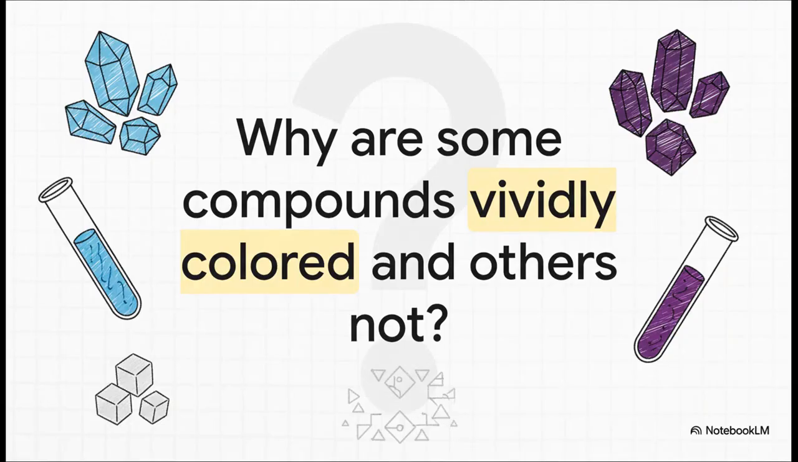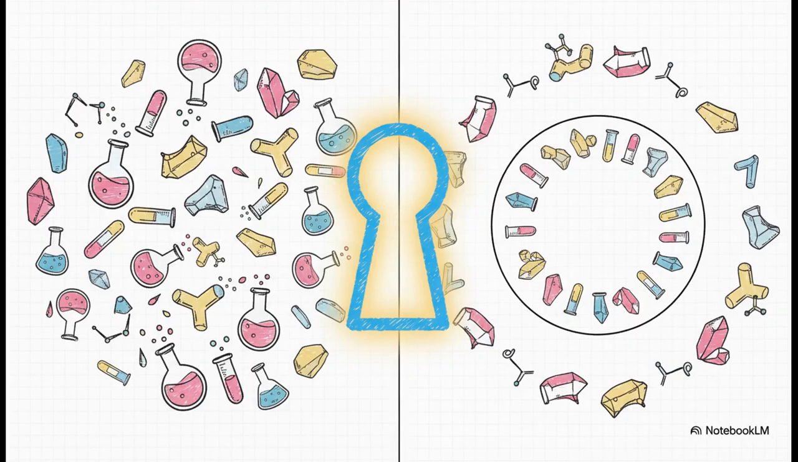All right, let's just jump right in with a question you've probably wondered about. Think about some of those chemicals you see in a lab, the brilliant blue of copper sulfate or that deep, intense purple of potassium permanganate. Why do they have these amazing, vivid colors when something like table salt is just plain white? It might seem like just a random quirk of chemistry, but it's not. Not at all. There's a fundamental rule at play here, a hidden principle that dictates these properties.